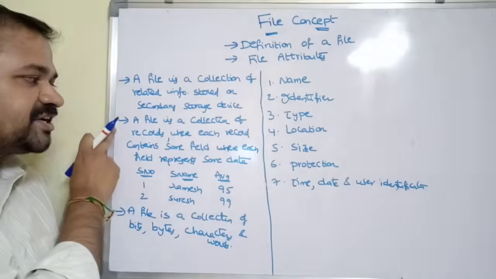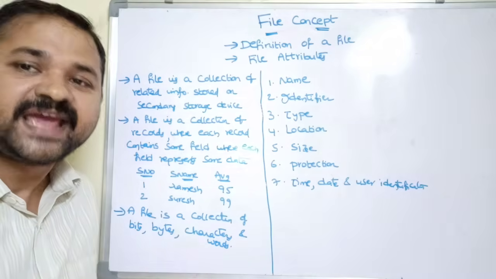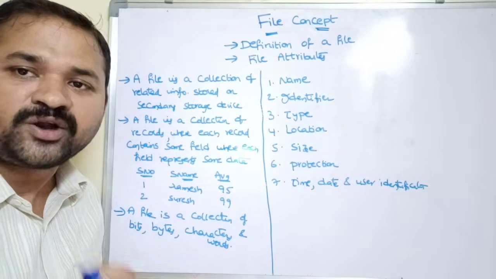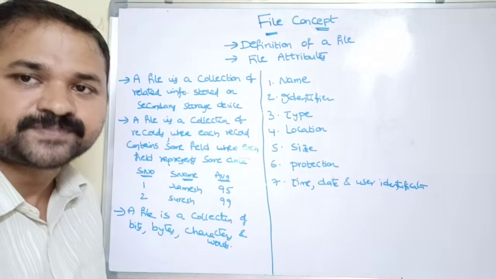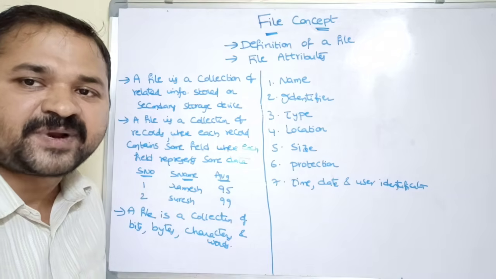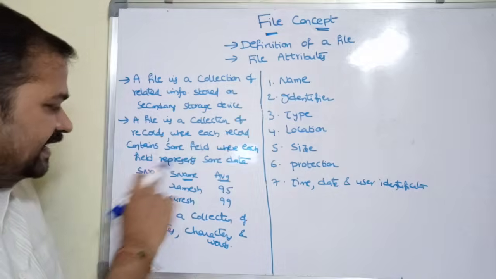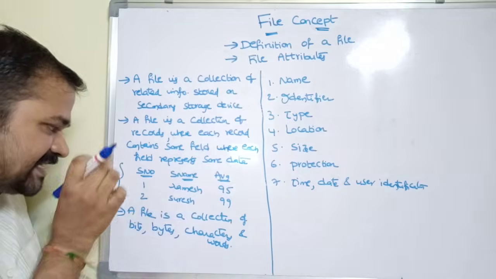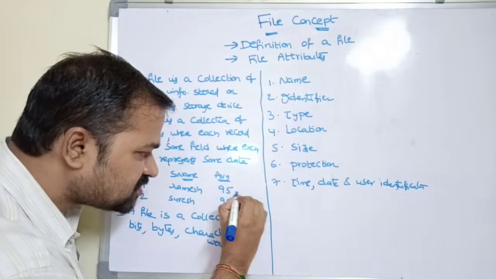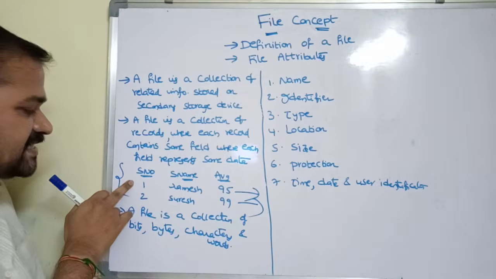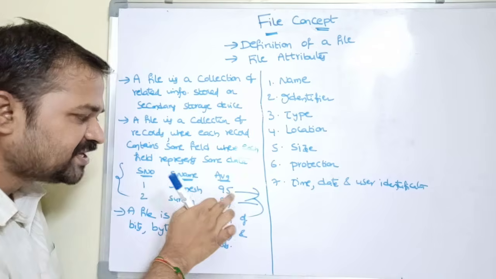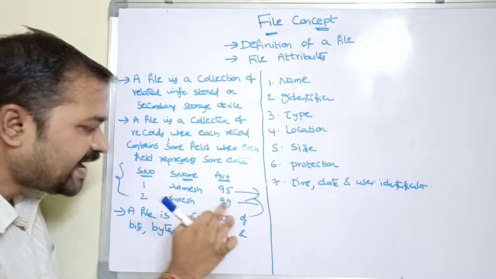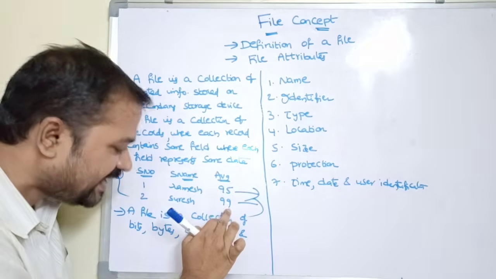And the second definition is: a file is a collection of records where each record contains some fields and each field represents some data. Let's take this example. So this is our file. This file contains two records. So this is the first record, 1 Ramesh 95. And 2 Suresh 99, so this is nothing but the second record.